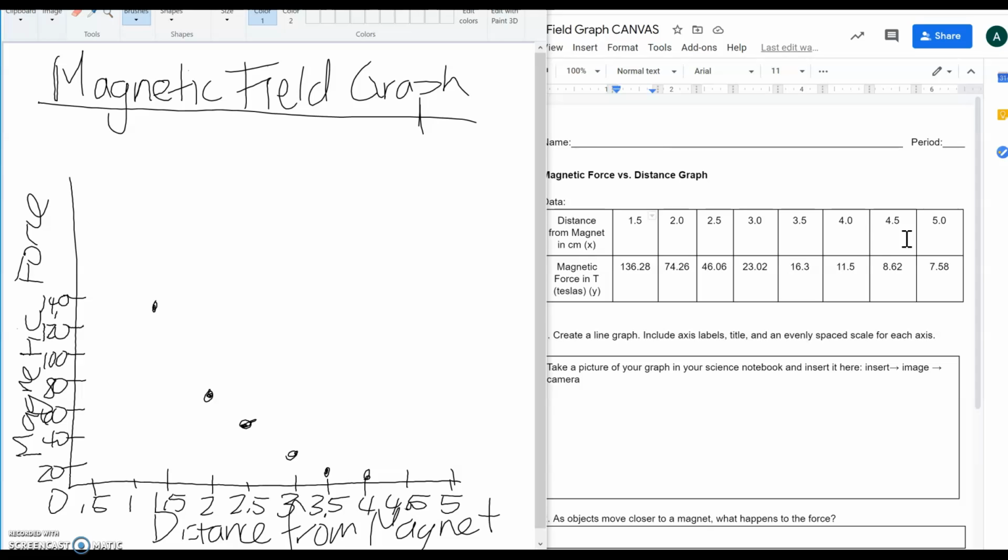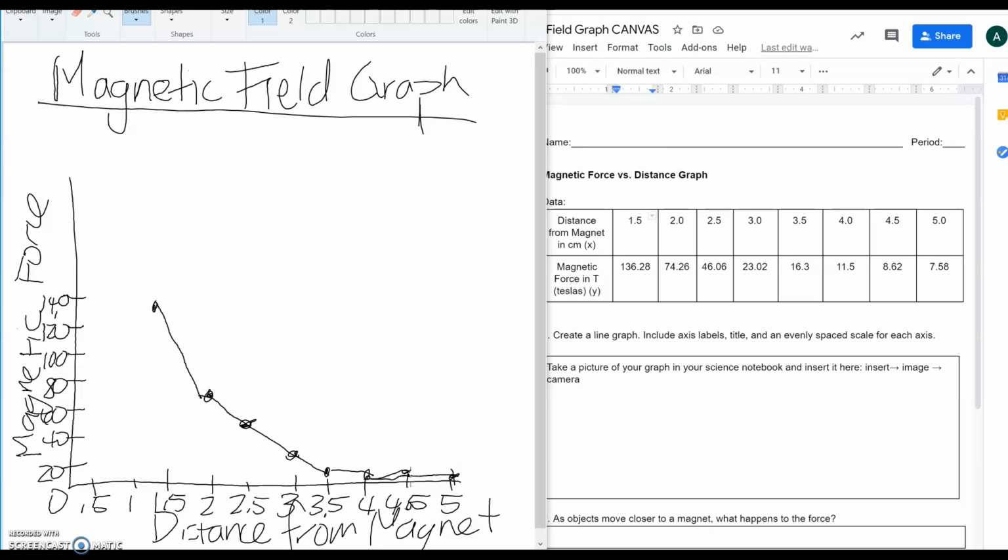So next we have 4.5 and 8.62. That's getting pretty close to the x-axis. Next we have 5 and 7.58. That one's even closer to the x-axis. So now we have to connect these dots with lines. Okay, that's not perfect, but oh well, it gives us the idea.